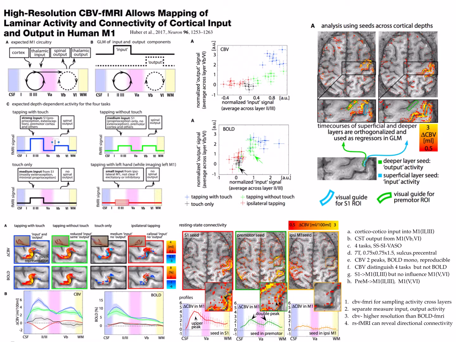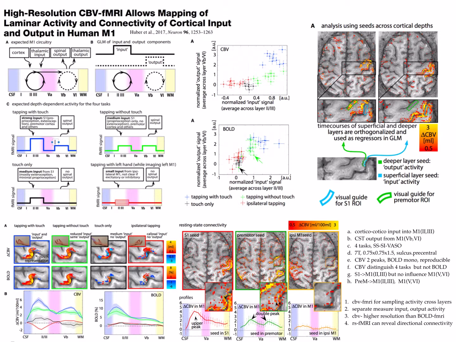The second task is tapping without touch. In this case you try to tap, but without touch. That means there is no signal from sensory S1, so there is no input signal from S1, and in layer 2, 3 the input signal is going down. The third task is touch only, that is passive touch. That means you don't control your muscle, but something else makes contact with your forefinger and thumb. So you still have S1 signal input, but you don't have output.